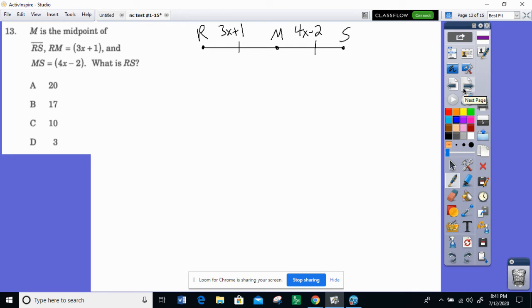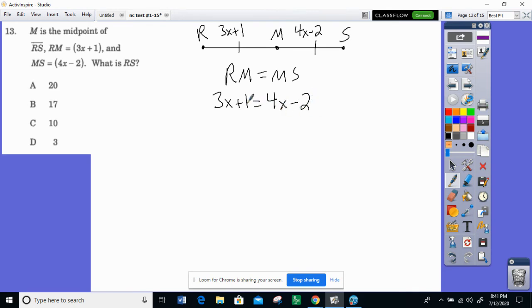All right, number 13. M is the midpoint of segment RS. The length of segment RM equals 3x plus 1, and the length of segment MS equals 4x minus 2. What is the length of segment RS? Well, what do we know about the midpoint of a line segment? It divides it into two congruent halves, so that's telling us that the length of segment RM is equal to the length of segment MS. So that's going to give us 3x plus 1 equals 4x minus 2.